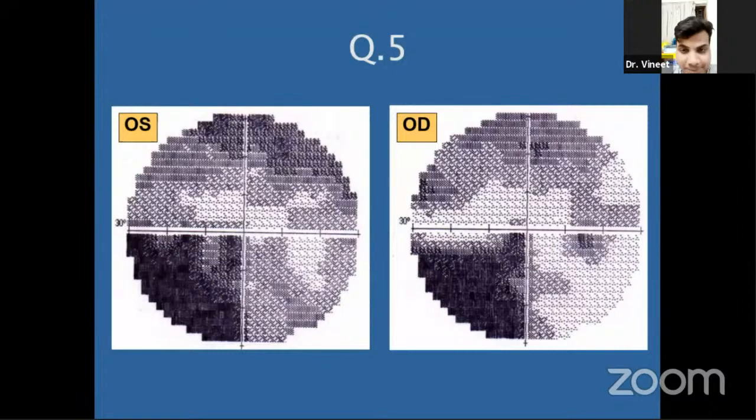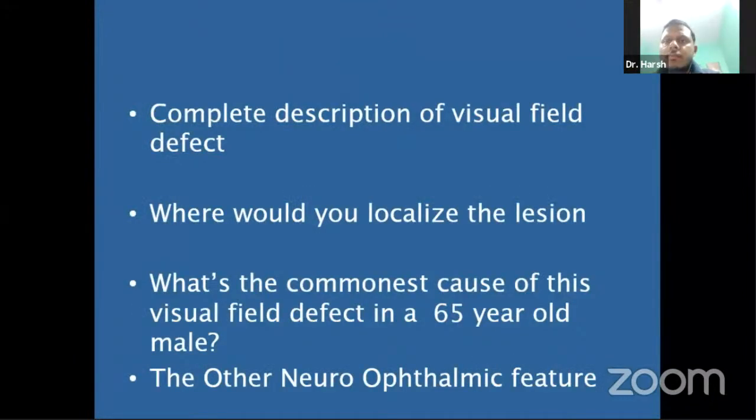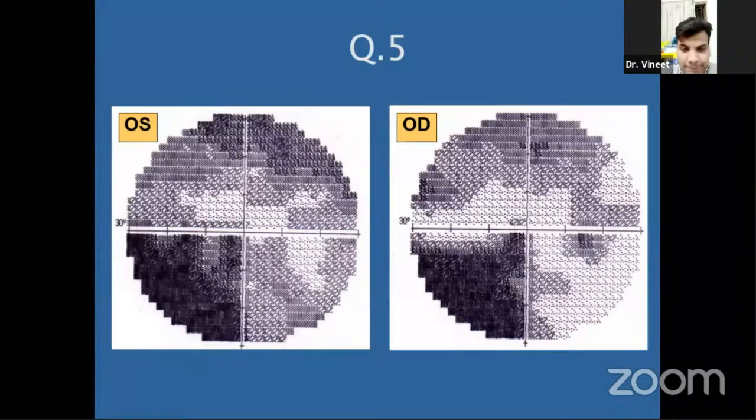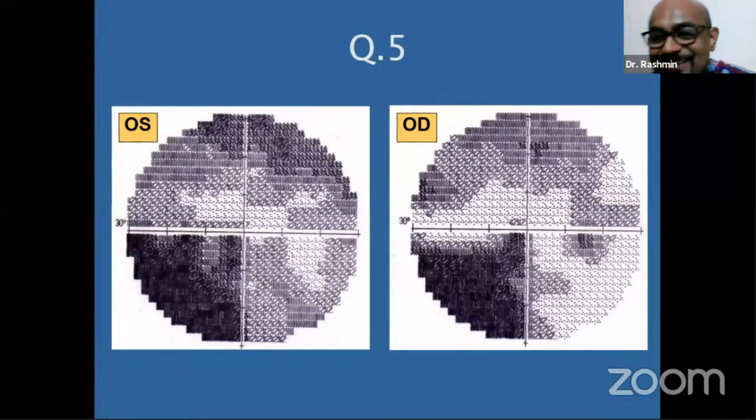Okay, Vinith. Yes, sir. The visual fields are for you. Complete description of this visual field effect. So this visual field effect shows homonymous quadrantopia, sir. Most probably craniopharyngioma. No. First, the description.